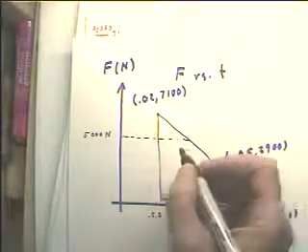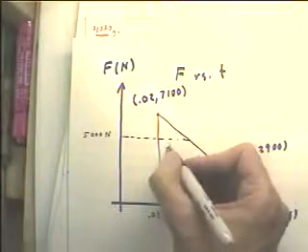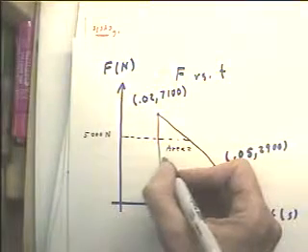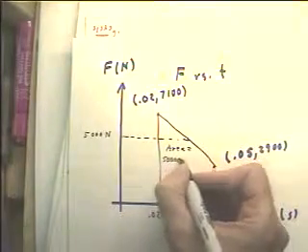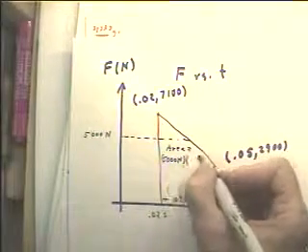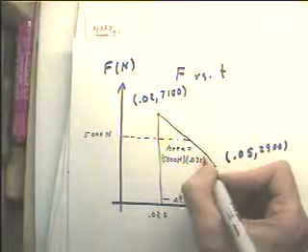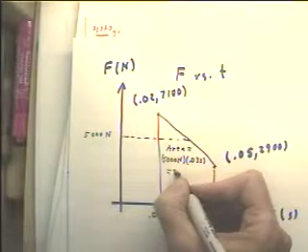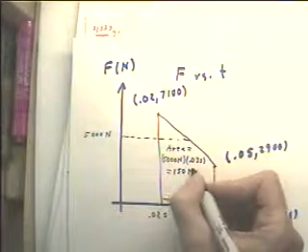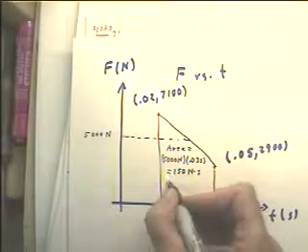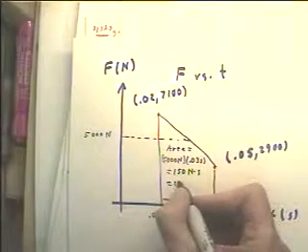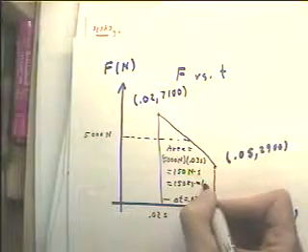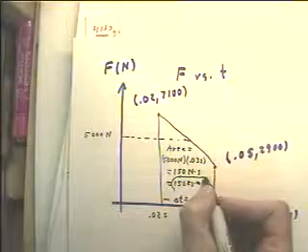If we multiply then the altitude times the width, we see that the area is 5,000 newtons times 0.03 seconds, which is 150 Newton seconds, which we know from our study of impulse and momentum to be 150 kilogram meters per second, units of momentum.